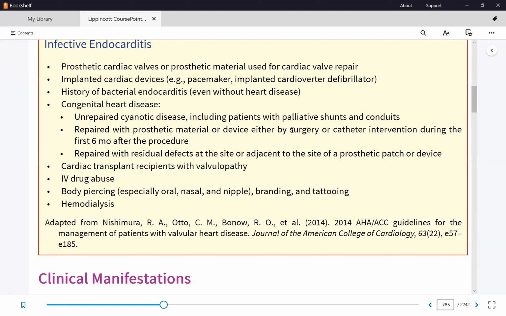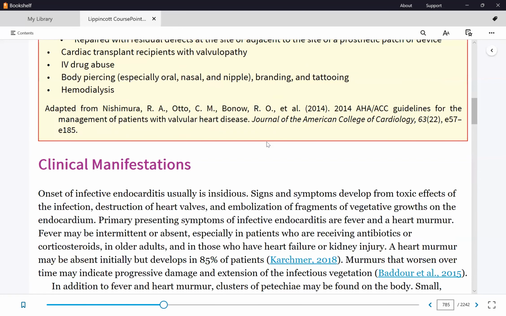I already mentioned unrepaired cyanotic disease, meaning the valve problems can be congenital, you're born with a valve problem. Cardiac transplant recipients who have valvulopathy, meaning some valvular anomaly. We already mentioned IV drug use. It can also be body piercings and people on hemodialysis, meaning they were exposed to the organism during hemodialysis. Any questions on the risk factors? All right, let's go to signs and symptoms.